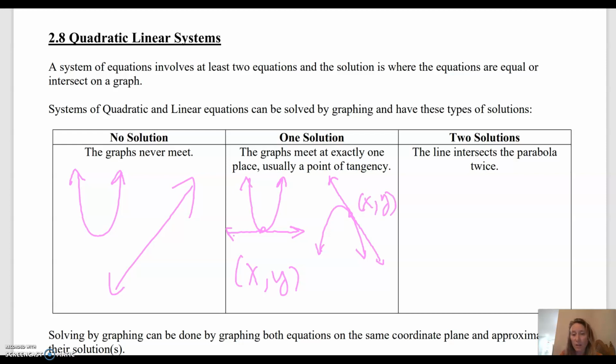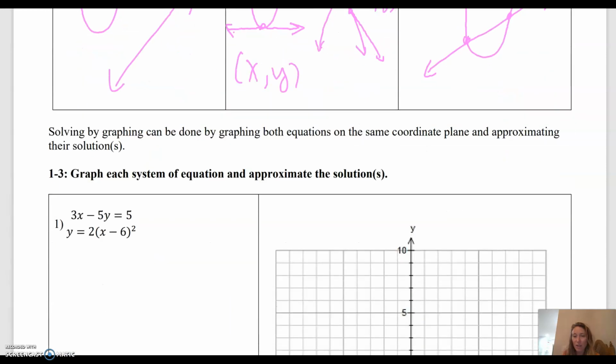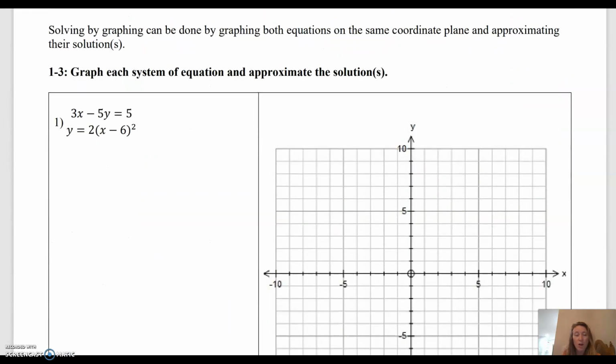And then, of course, a parabola and a line could meet at two locations, and there would be two solutions. So this is the type of picture that we are expecting, and we're going to use all of our skills to graph these functions. And since we're looking for the solution, we're going to be very clear about our ordered pairs. So you might notice a little change from your note guide. Please make that change on these equations.